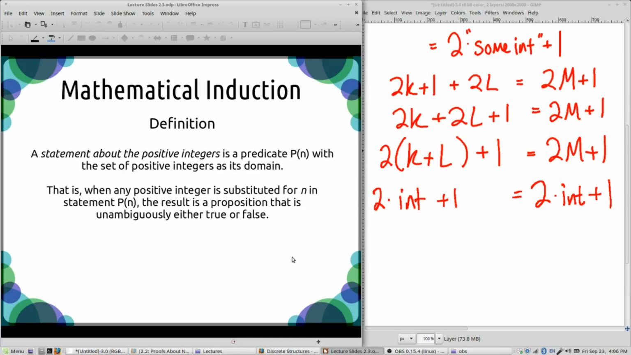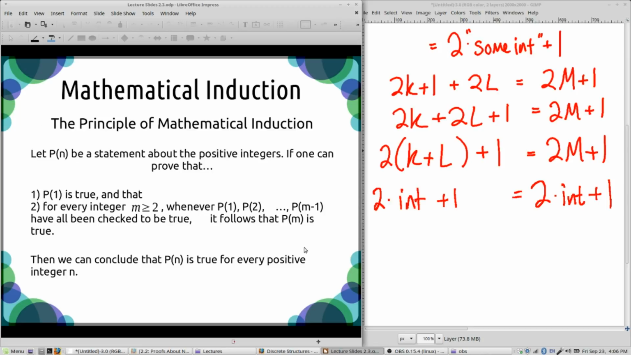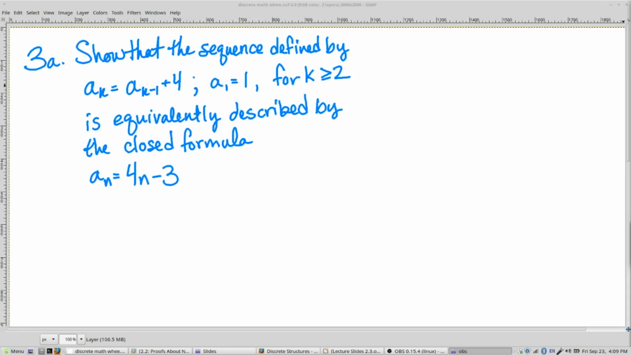And also, let's look at this definition. A statement about the positive integers is a predicate P of n with the set of positive integers as its domain. That is, when any positive integer is substituted for n in the statement P of n, the result is a proposition that is unambiguously either true or false. So this will all make sense once we get into actually working with numbers rather than just looking at English. So let's go ahead and look at some examples.